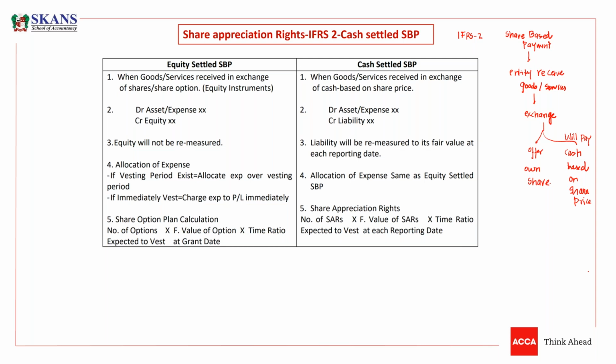So there are basically three types of share-based payments, but we are talking about two types. The third one is where they have a choice. They can pay in the form of cash, they can offer the shares as well. Now, guys, we need to divide these share-based payments basically into two categories, although there is a third one as well, which is choice of settlement.